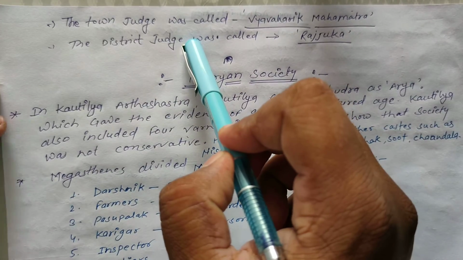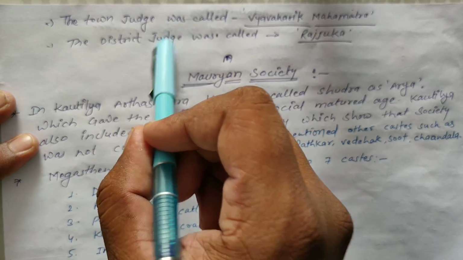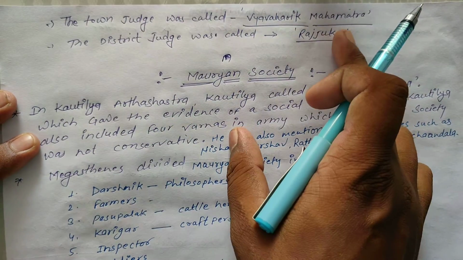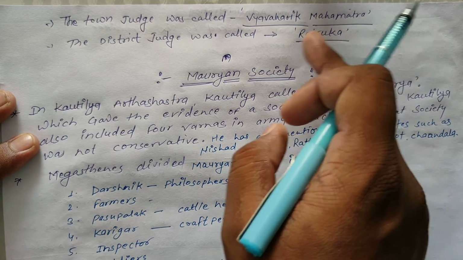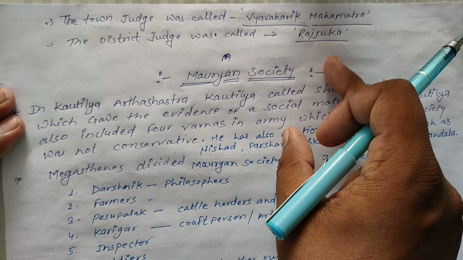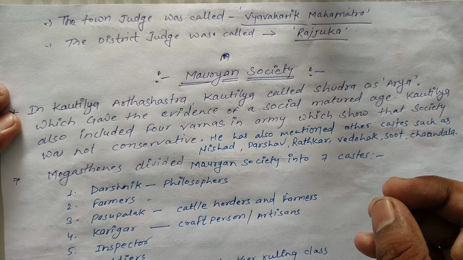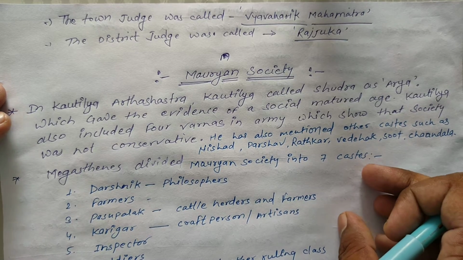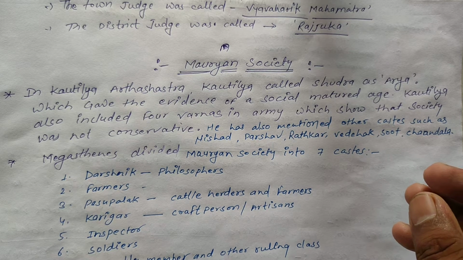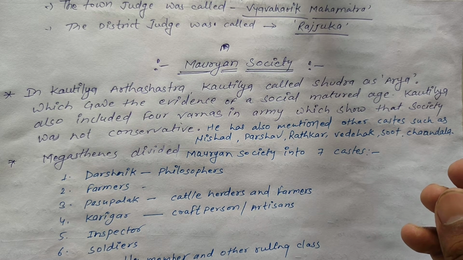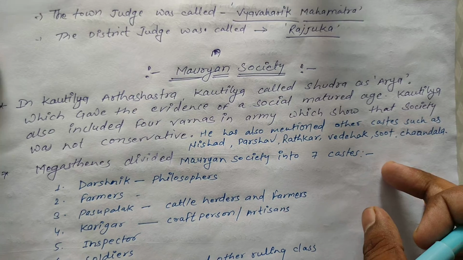The town judge was called Vyavaharik Mahamatra, and the district judge was called Rajuka. So we all see that in the Mauryan Empire, the judicial system was great and organized. So we come to the next topic.